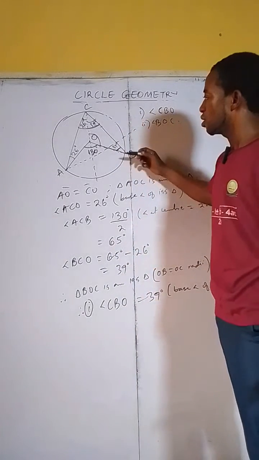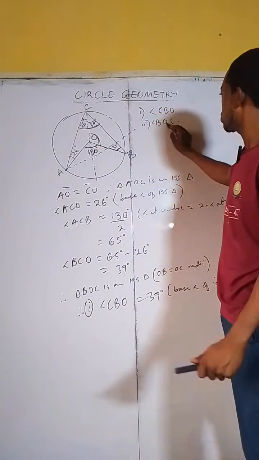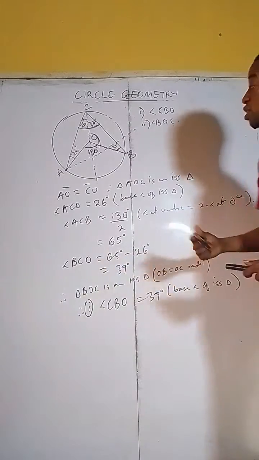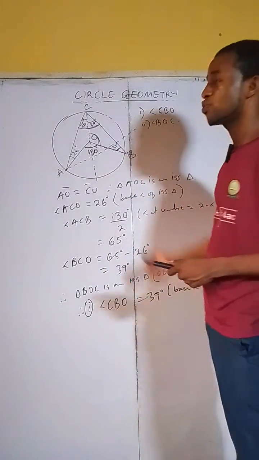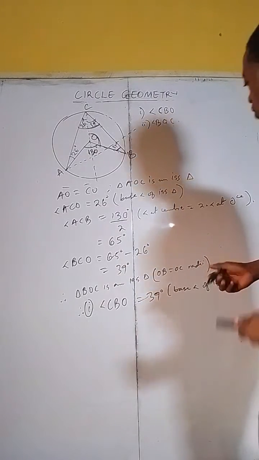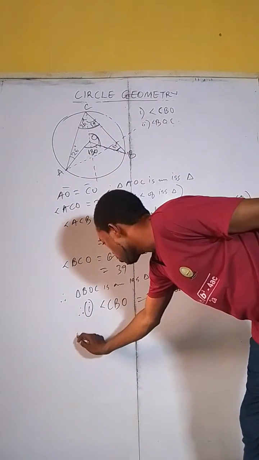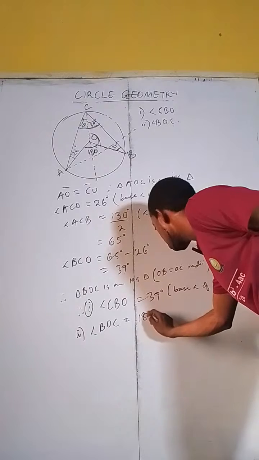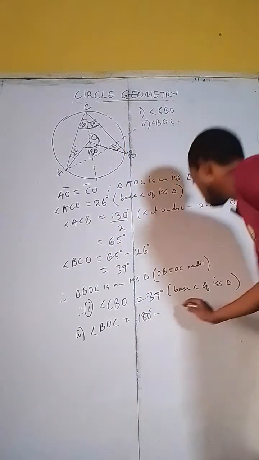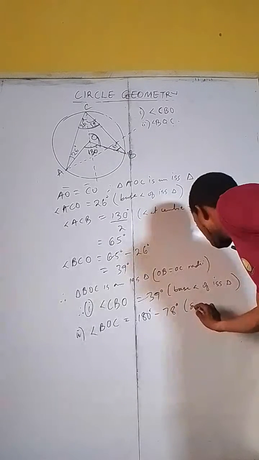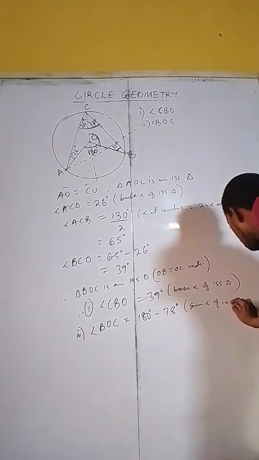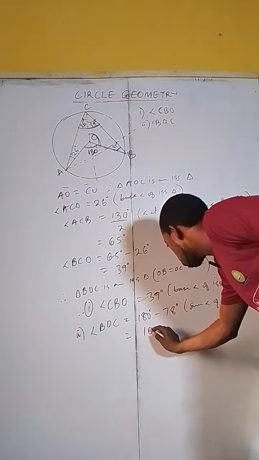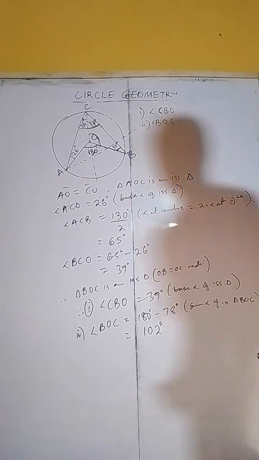Then it's easier to get this now, which is angle BOC. Why? We already have two angles in a triangle, and the sum of angles in a triangle is 180 degrees. So we can subtract the sum of these two from 180 degrees, which means number 2, angle BOC, will be equal to 180 degrees minus 39 degrees plus 39 degrees, that's 78 degrees. That's the sum of angles in triangle BOC, and that will become 102 degrees. So that is that.